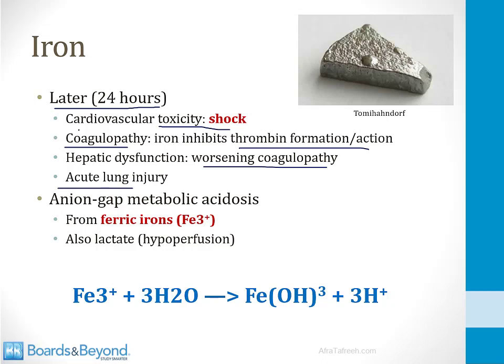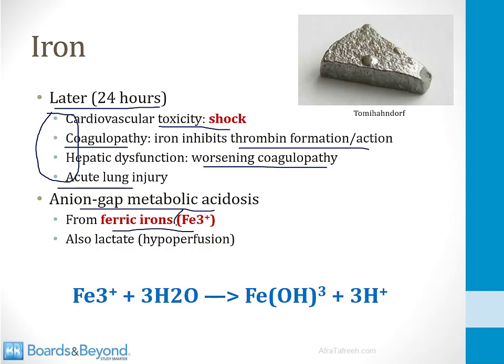So what you want to remember about iron poisoning is that initially it is dominated by GI symptoms, but later it's dominated by shock, coagulopathy, and respiratory failure if the iron poisoning is severe enough. And during this later phase, patients will develop an anion gap metabolic acidosis. That's because there are ferric ions in iron.